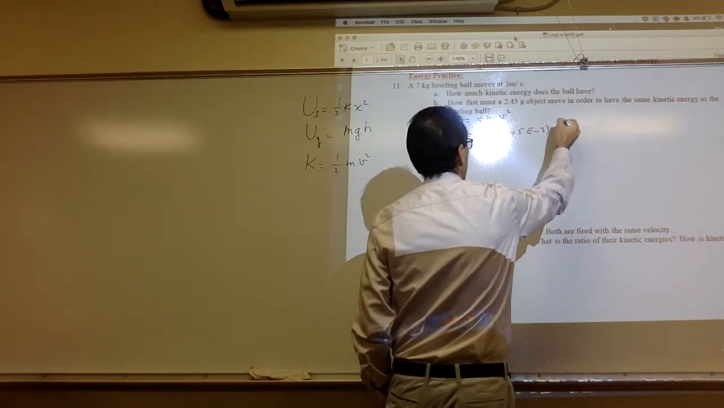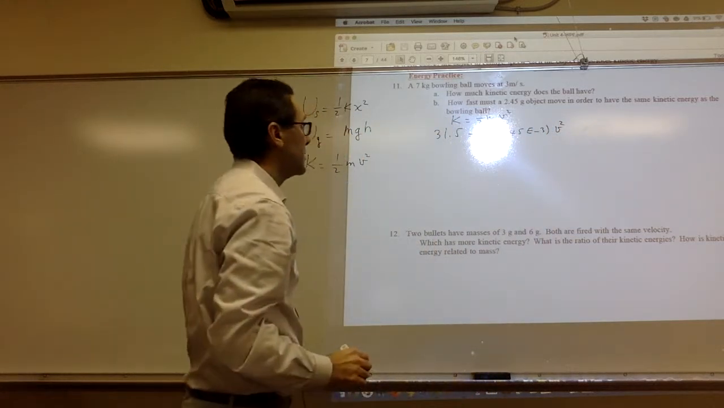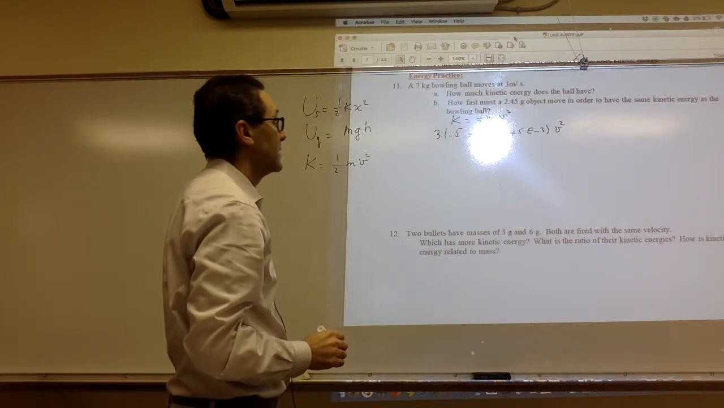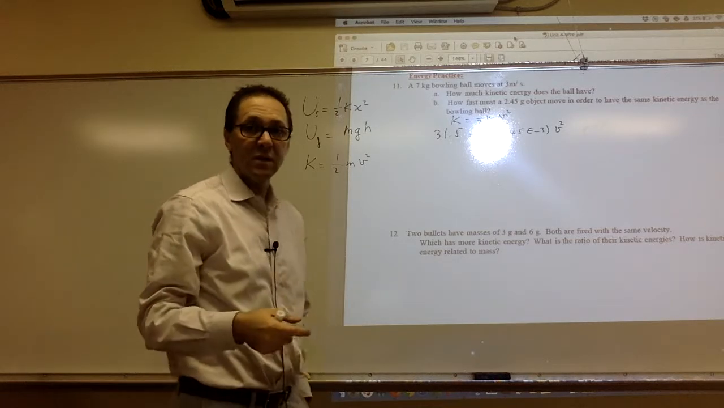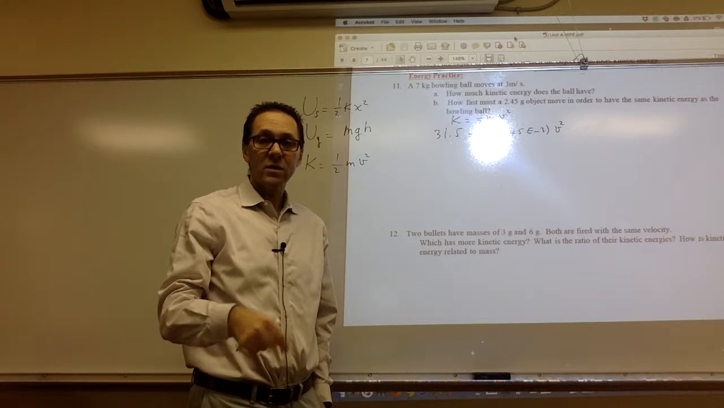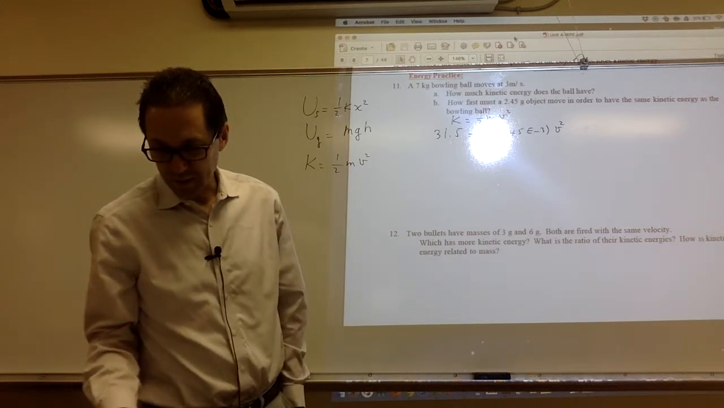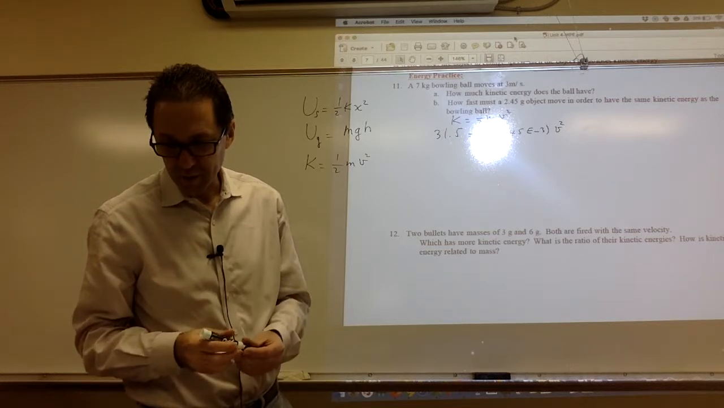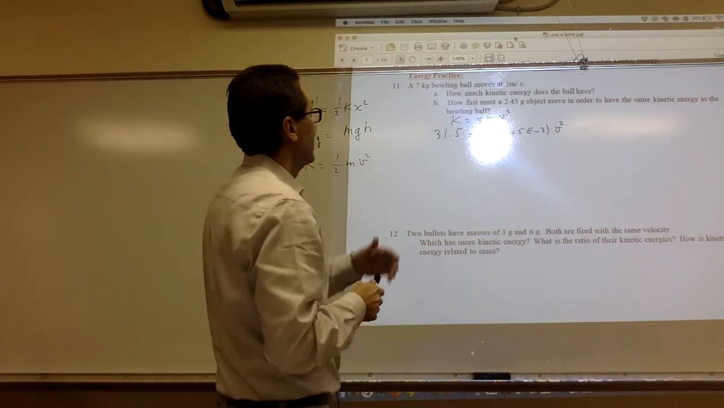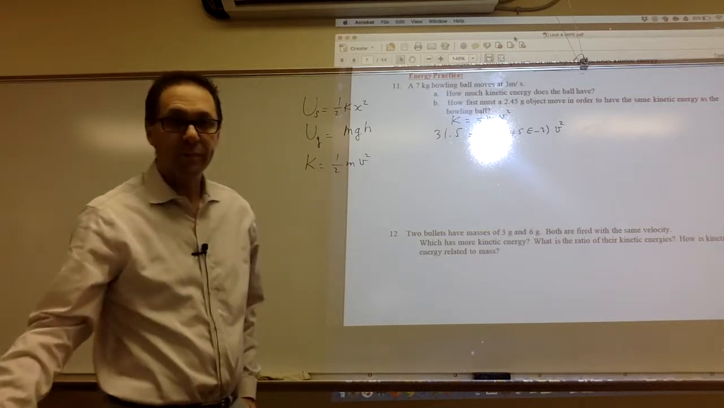And then you would just solve for v squared, which means this has to be moving extremely fast because it has to compensate for its lower mass by going fast. And it's 160.36 meters per second, a lot faster than the 3 meters per second we had earlier.